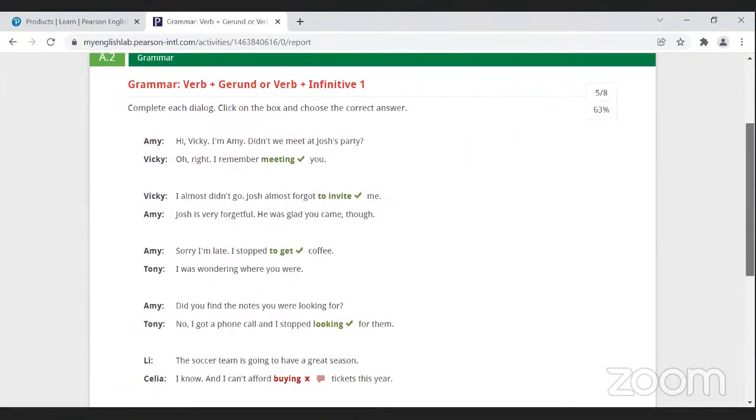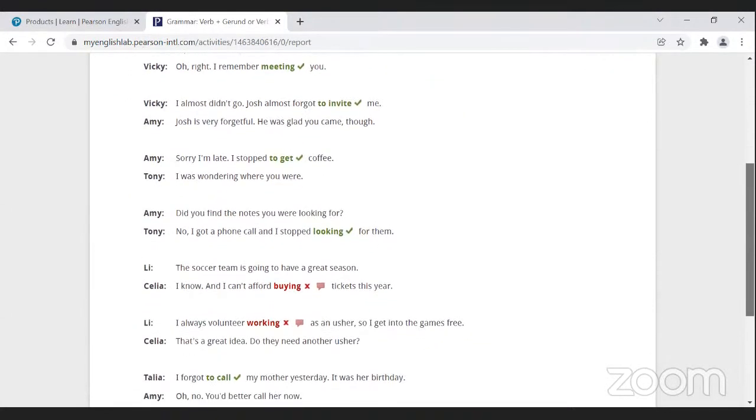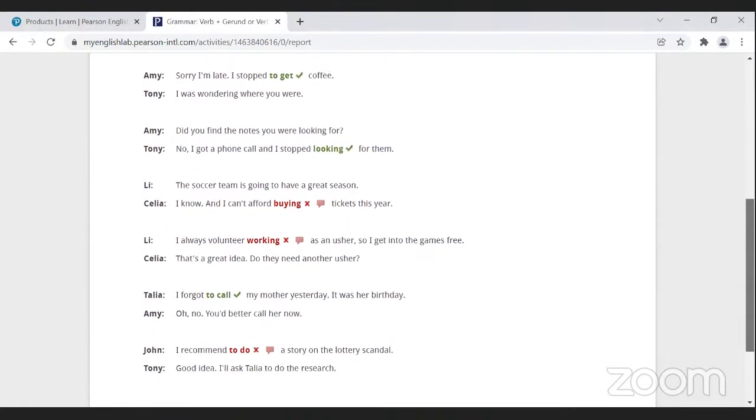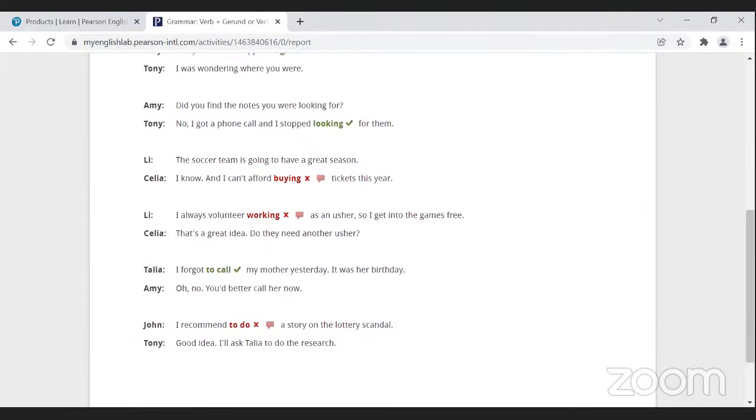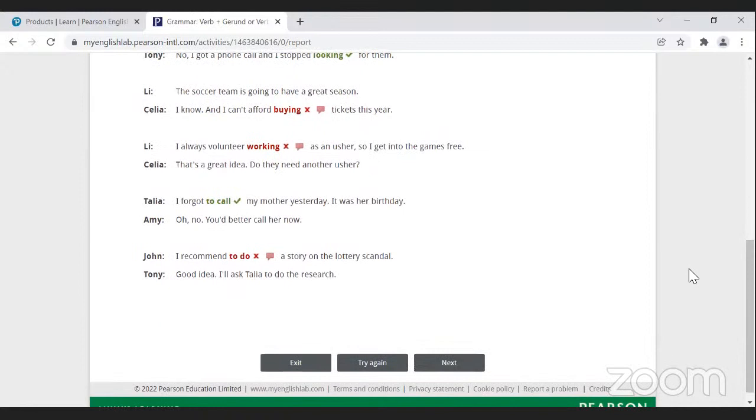Okay. So in the first one, okay, Celia can't afford. That can't afford always is going to work with infinitive. Okay, so can't afford to buy. Volunteer, it's a verb that works with infinitive too. Okay, and recommend. Recommend, it's the same. Always is going to work with gerund. Okay, so let's try it again.